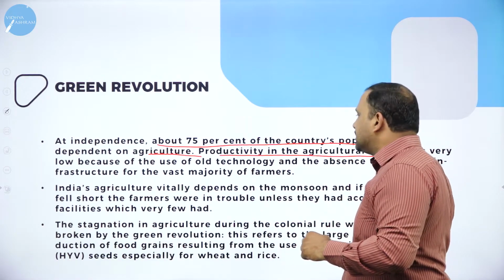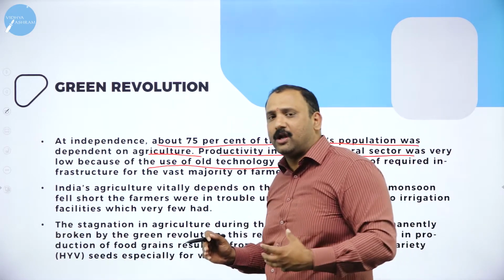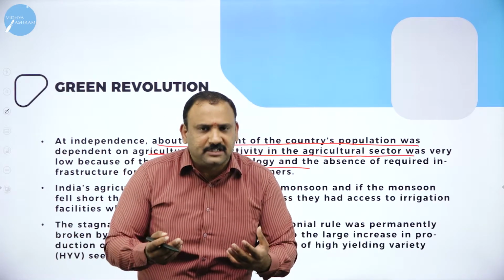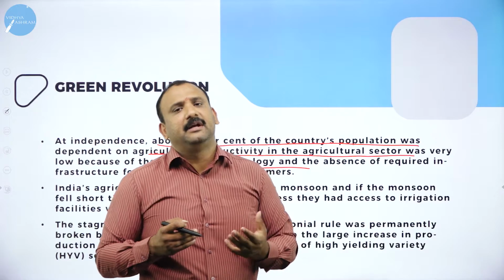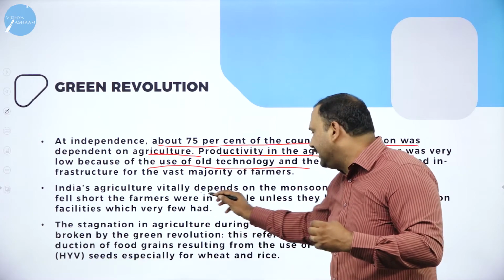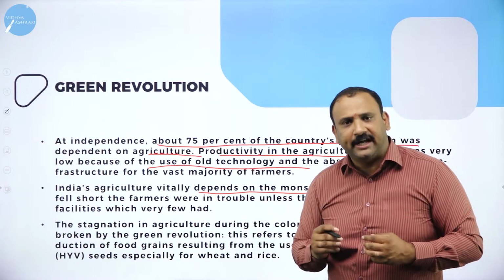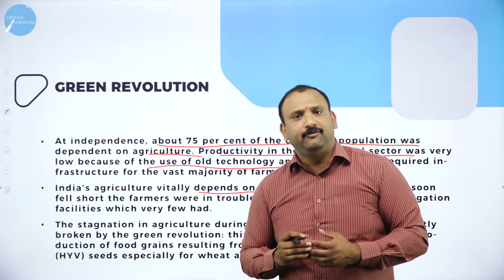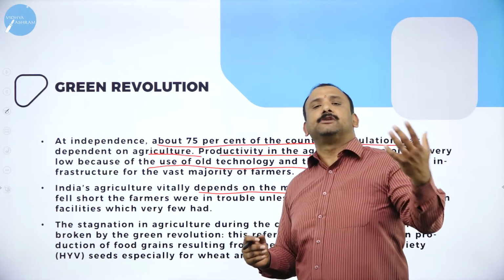Productivity in the agriculture sector was very low. We did not have much productivity because of the usage of old technology and not much infrastructure. We didn't have proper water facilities or electricity facilities or any other kind of support that could be given to the farmer in order to increase production. Now, India's agriculture vitally depends on the monsoon. So we are a people who always keep looking up to the sky, wondering when the monsoon season will set in and how we would get copious rainfall so that every farmer is benefited and the agriculture sector keeps moving forward.